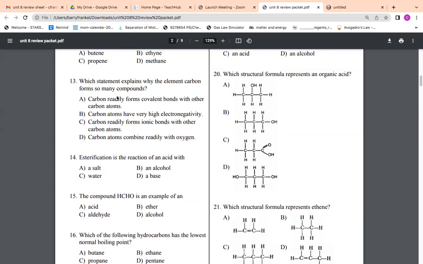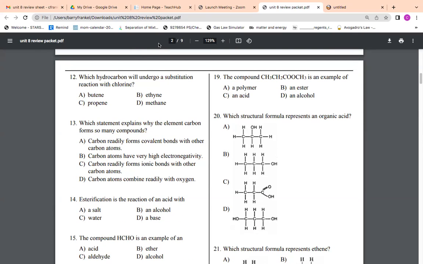Moving on to 19. Okay. So they give us this compound, the condensed structural formula, and they're asking, it is an example of what? Now, the way that I do this, from looking at this so much, is if you see this in the middle of a compound, in the condensed structural formula at least, this is indicative of an ester. Okay. But let's draw it out anyway. Drawing these things out can always help you figure out what you're looking at.